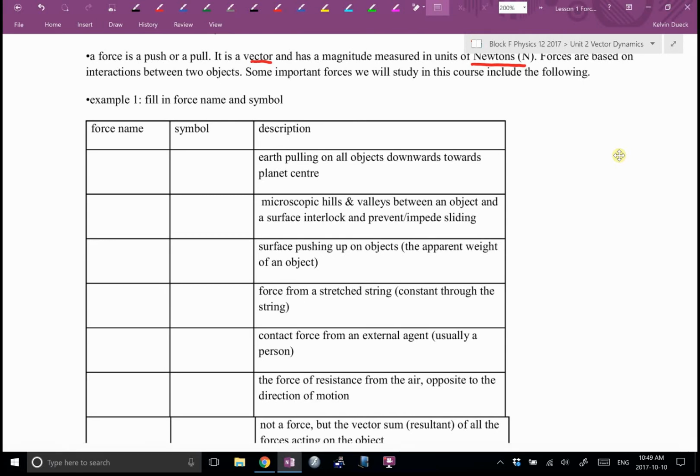Who remembers, what did we call the force that could be described as the Earth pulling on all objects in the downwards direction towards the planet's center? And my symbol for gravity was F with a subscripted G. This is also called weight.